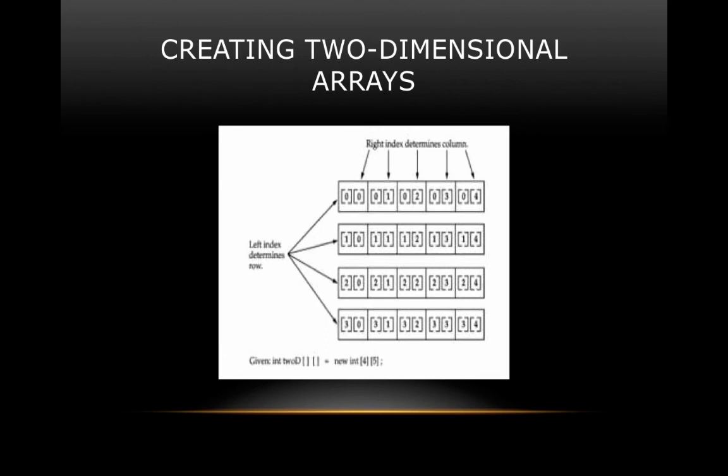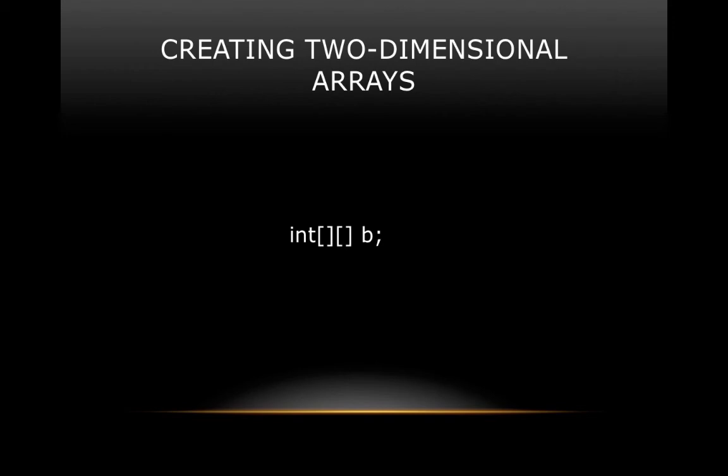Creating two-dimensional arrays. In Java, it is possible to create an array of arrays. This is called a two-dimensional array. You can declare a two-dimensional array using two sets of square brackets, as in the code below.